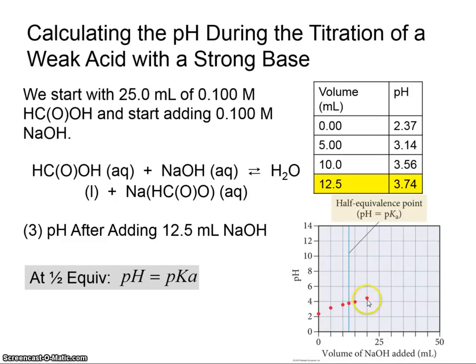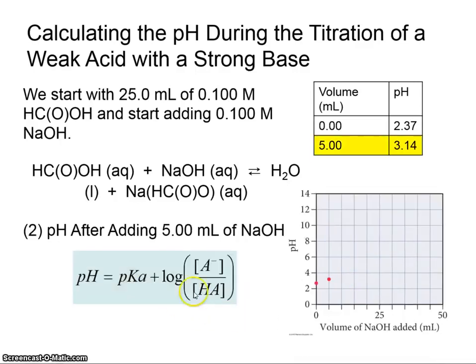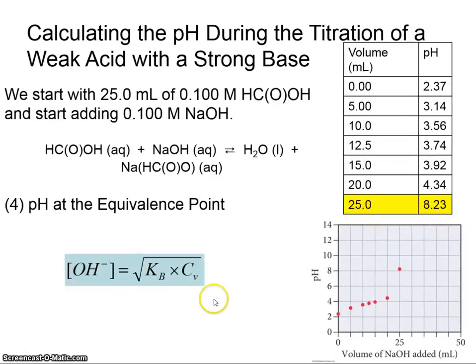I can then go anywhere beyond this, add a little bit more, add 13 milliliters, and do Henderson-Hasselbalch again. It's just that it's a lot easier to figure it out at the halfway point, because I don't have to go through and do the math to figure out how many moles of conjugate acid and how many moles of conjugate base I have. A little faster.